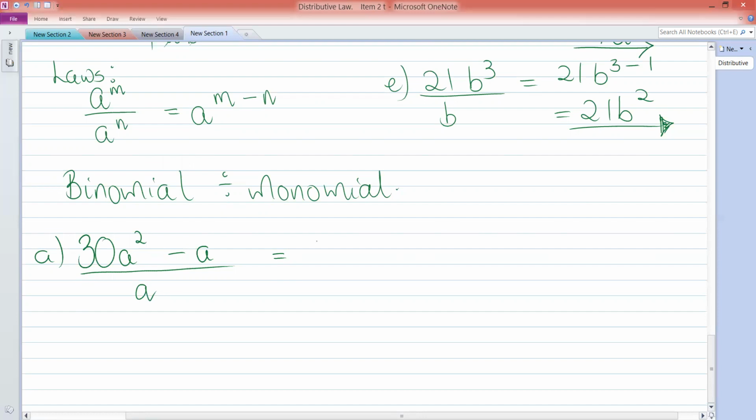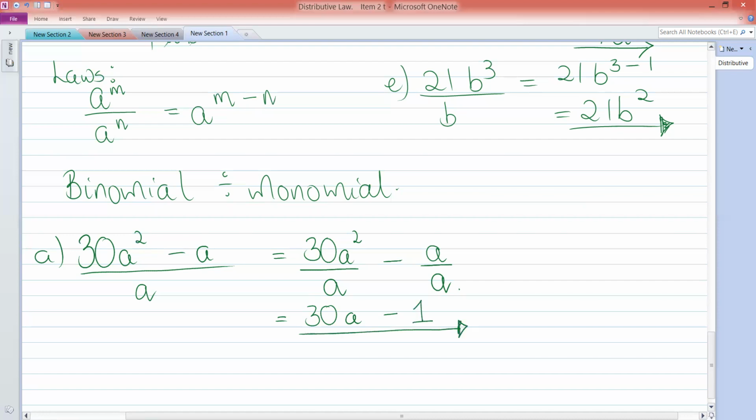The way we split it is by writing it as 30a squared divided by a minus a divided by a. Now, split it into a monomial and another monomial. So we can work this out actually. So 30a squared divided by a. What am I going to be left with here? What's the first term? 30a. Yeah, 30a. Then a divided by a, that just remains as 1. So our answer is 30a minus 1. Okay.